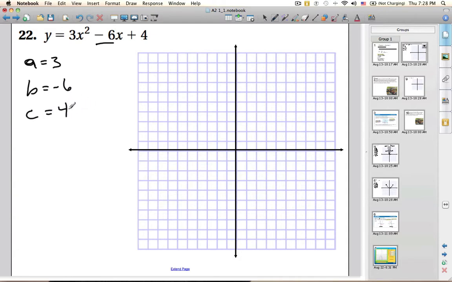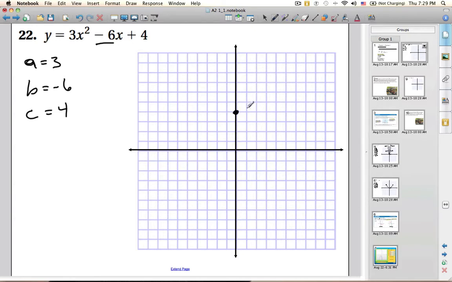Okay? B and C provide very important parts. Now, C is always going to be the y-intercept because y is the value when x is equal to 0. So the y-intercept is the value when x is equal to 0. And when I plug 0 in for this x value and this x value, these will both become 0, and I'll just be left with that. So I know one point is right here, 1, 2, 3, 4.